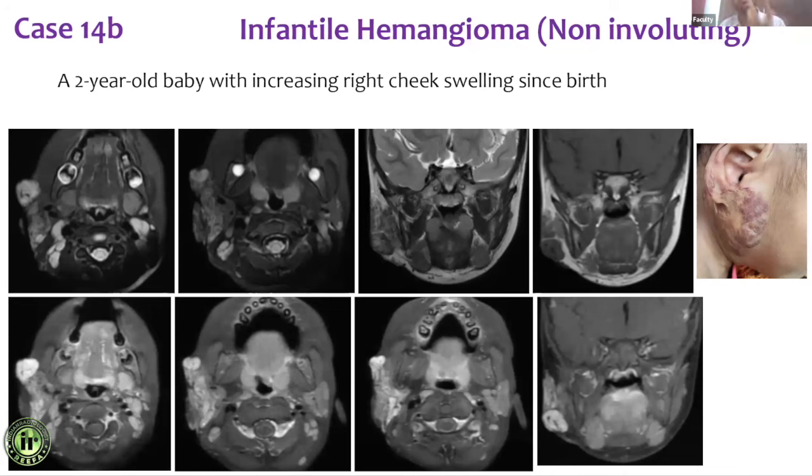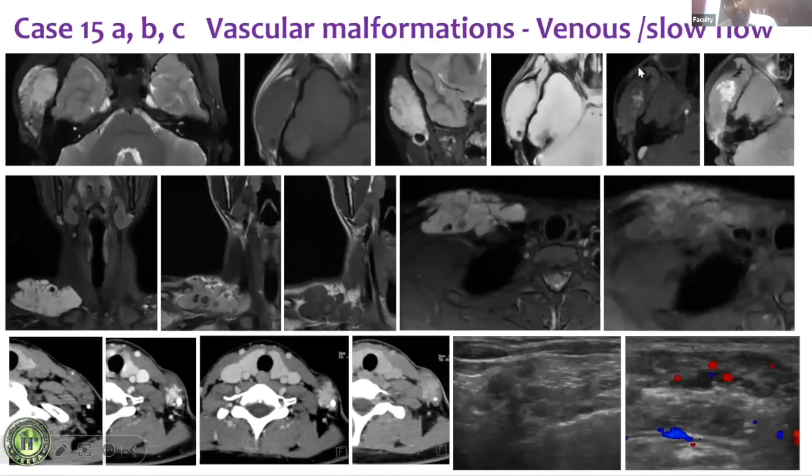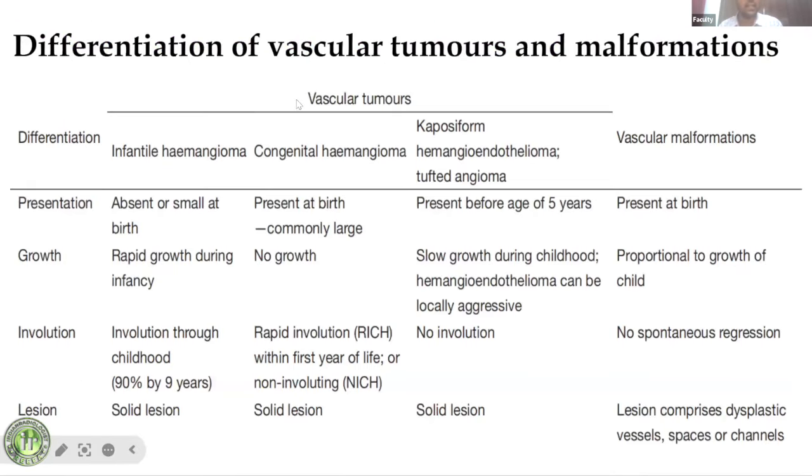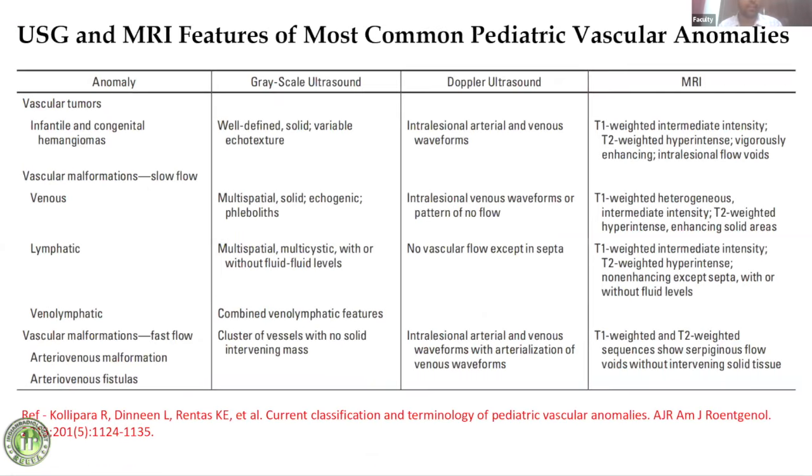So the most common soft tissue vascular tumor will be a hemangioma, and this is a non-involuting form. It is not an infantile one. This will be a congenital hemangioma because it has been present since birth, and it has not yet involuted after 2 years. So it is a non-involuting form. Another form of hemangioma is the rapidly involuting hemangioma, which is called RICH. Another is the non-involuting hemangioma.